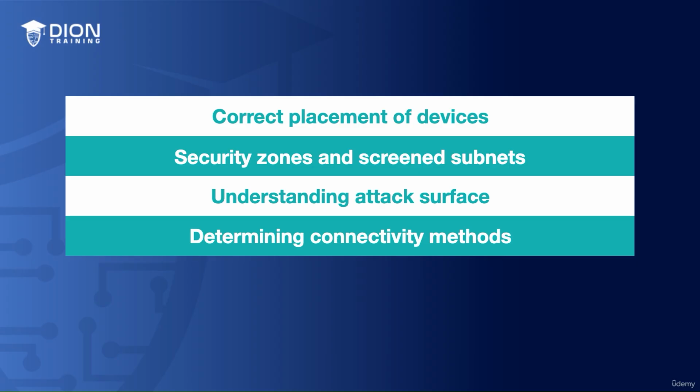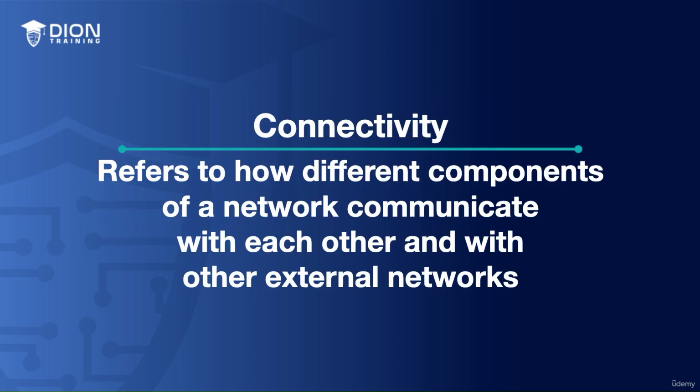Now, fourth, we need to consider the different connectivity methods that are going to be used for our network architecture. Connectivity refers to how different components of a network are going to communicate with each other and with our external networks. The connectivity method that you choose will really influence the performance, reliability, and security of your entire network or system.